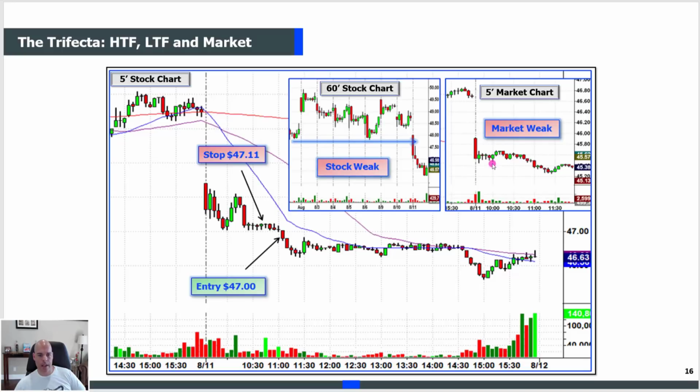And what's the market doing at the same time? We're looking at an entry here around 11 a.m. What's the market doing right around 11? Guys, what does the market do? The market breaks the low of the day right at 11 a.m.